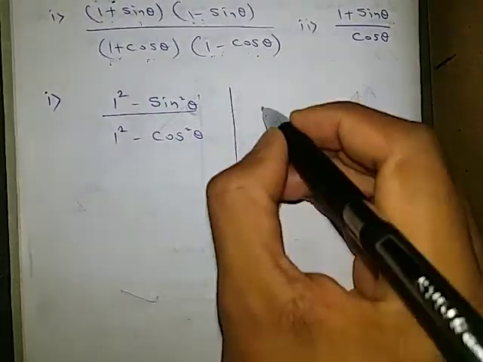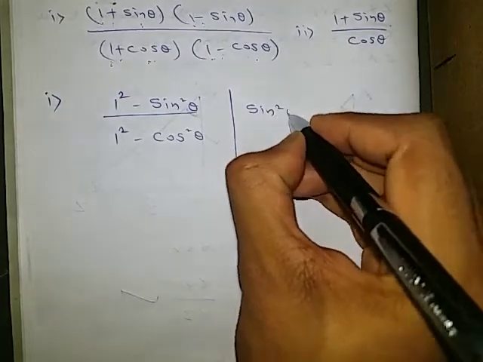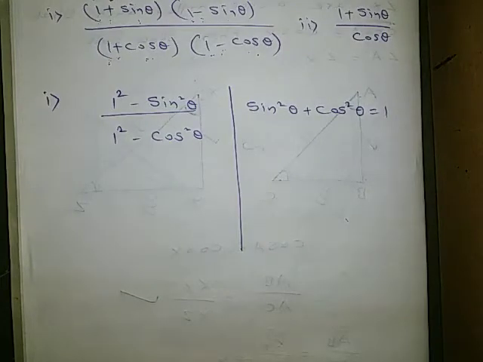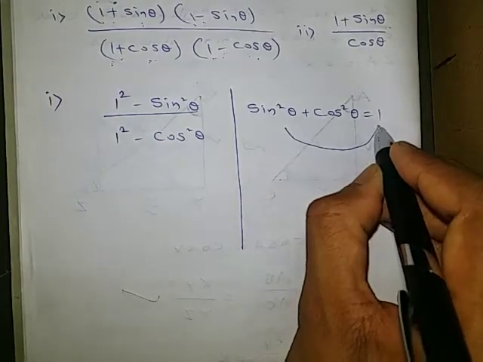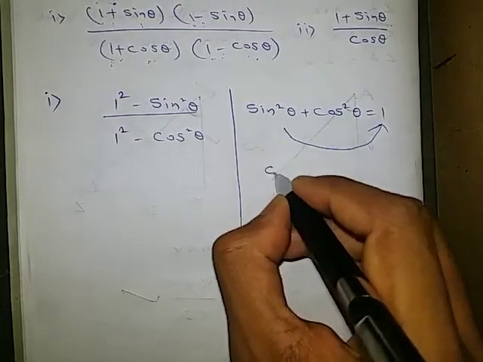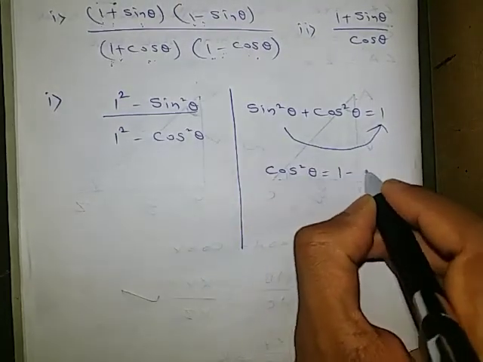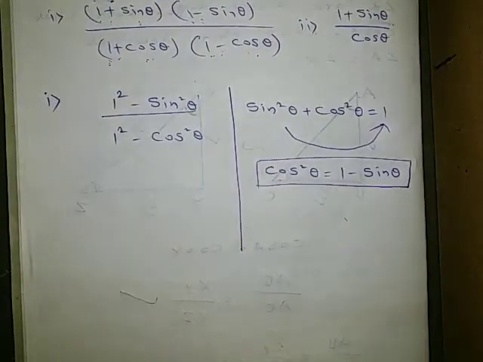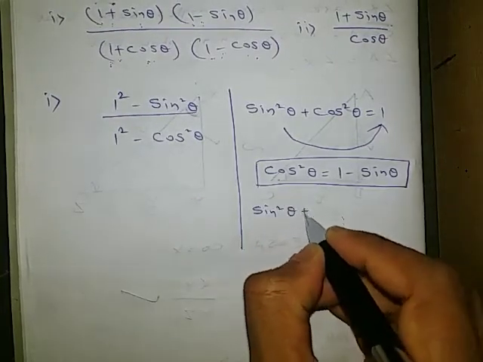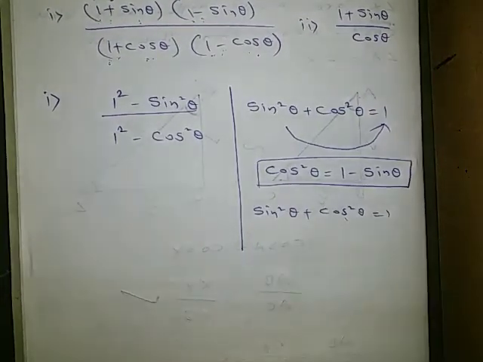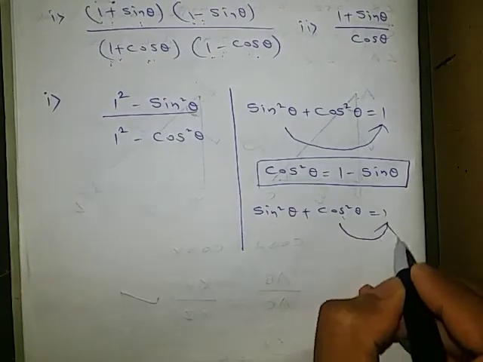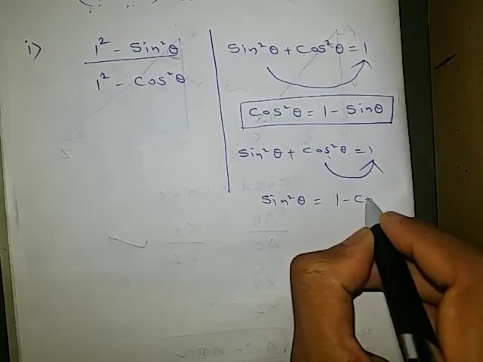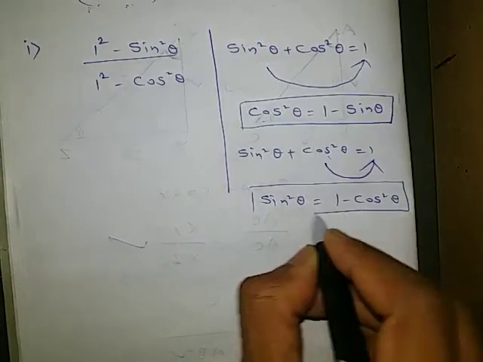Now we have three identities. The first identity is sin square theta plus cos square theta is equal to 1. I will take this sin square to the right side, and we will get cos square theta is equal to 1 minus sin square theta. Next, the same identity again: sin square theta plus cos square theta is equal to 1. Now I will take cos square theta to the right side, so we will get sin square theta is equal to 1 minus cos square theta.